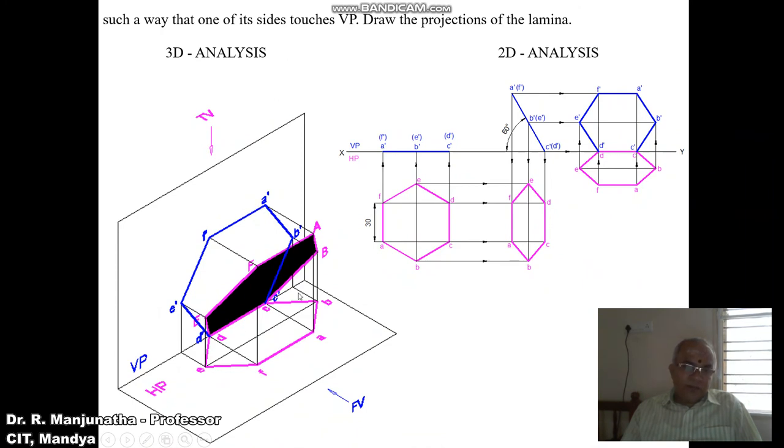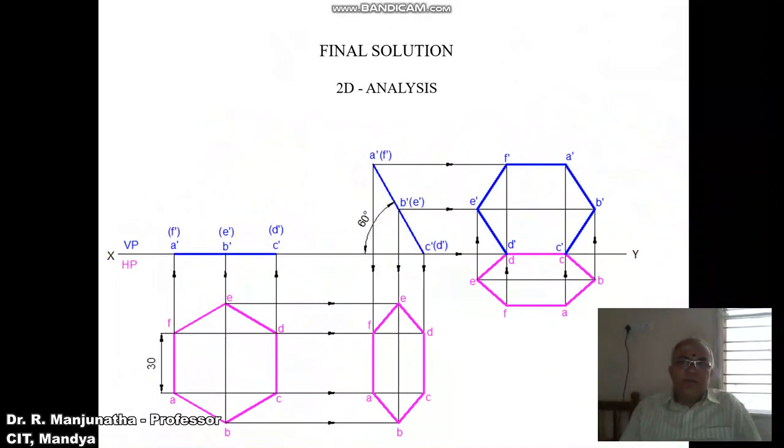When you look from the top view, you can see the projected surface on the horizontal plane. So this is how you will be able to analyze both 3D and 2D analysis. Now we are going to try to solve the problem in this sketchbook.